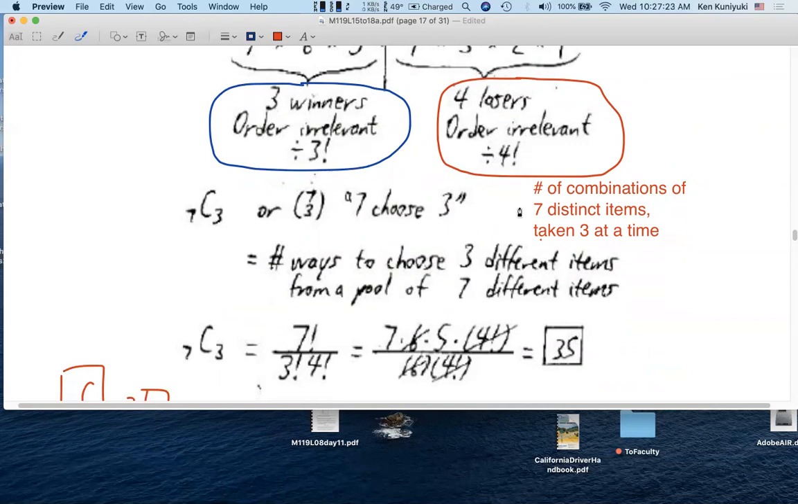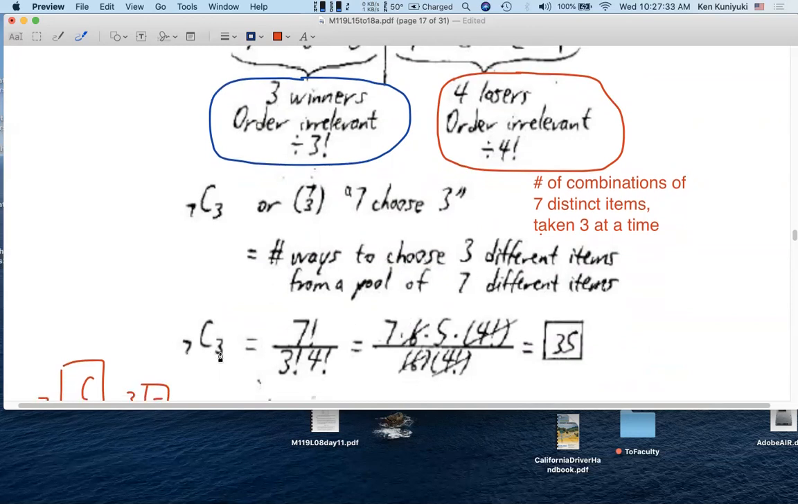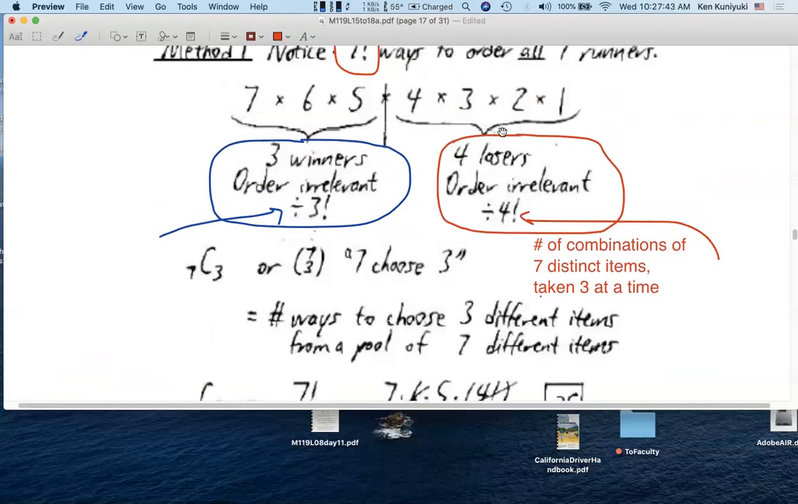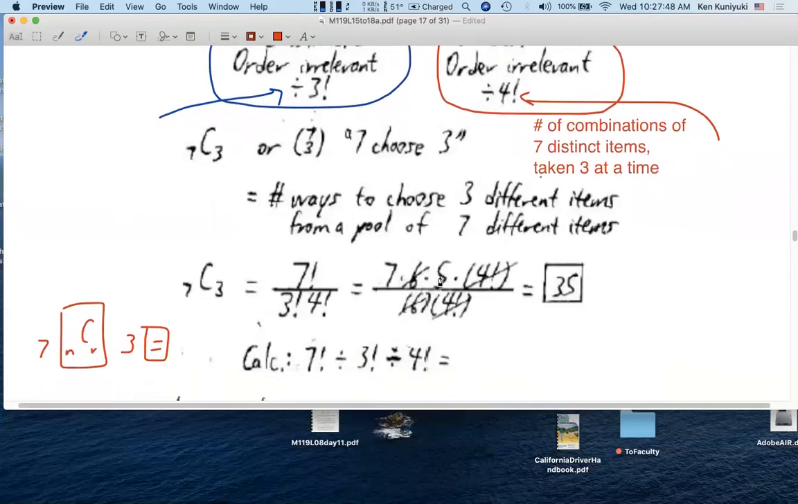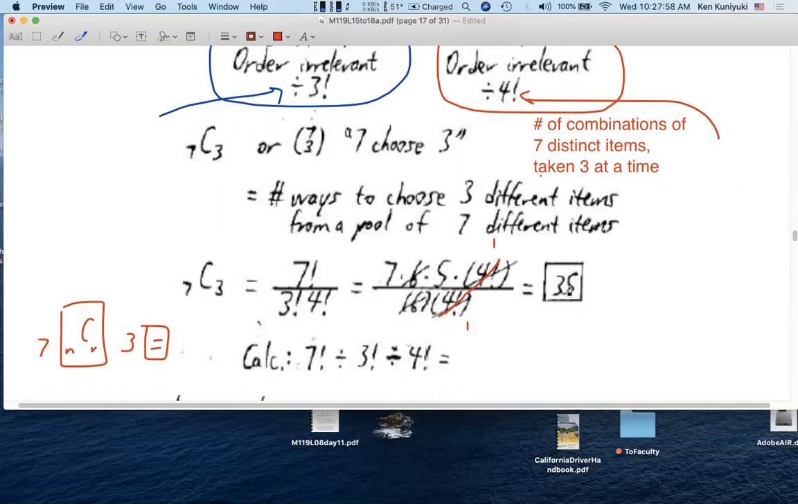How many ways are there for fate to choose 3 runners, 3 winners, 3 gold medalists out of the 7 runners? So 7C3 is 7 factorial divided by the 3 factorial and also the 4 factorial, because we don't care about the order among the winners or among the losers. 7 factorial is 7 times 6 times 5 times 4 factorial, which cancels out with the thing down here. Okay, 3 factorial is 6. When you work this out, you get 35.